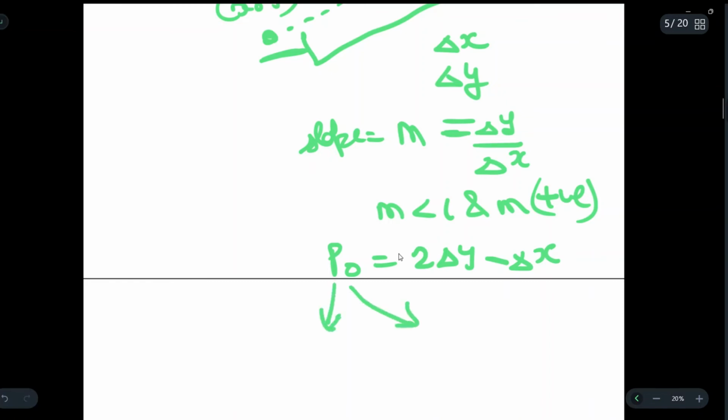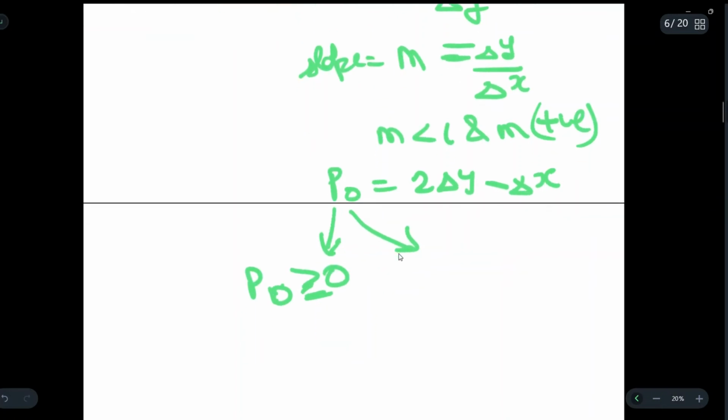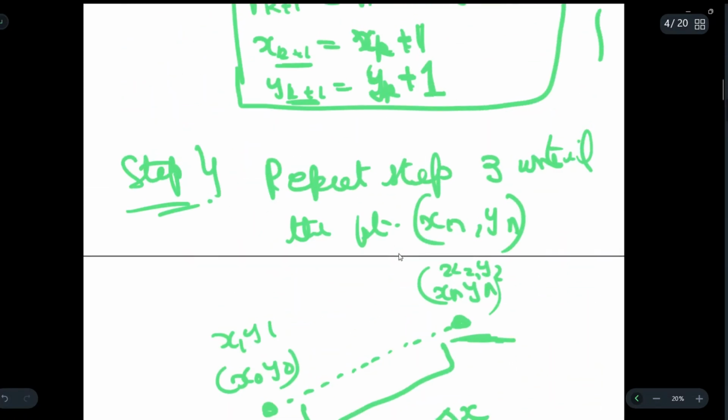First of all, we will take p naught as greater than 0. If the value comes out to be greater than or equal to 0, then we discuss one set of formulas, and if p naught or pk comes out to be less than 0, then we discuss another set of formulas. So guys, this is the algorithm. You have to write it in the exam till this point.